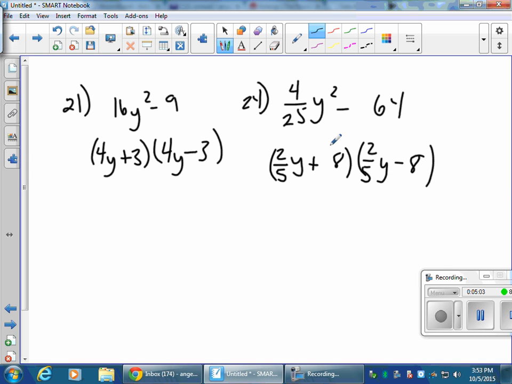So 2/5 y times 2/5 y is 4/25 y squared. The outers would be minus 8 times 2/5 y, and the inners would be plus 8 times 2/5 y, which cancels. And then 8 times 8 is 64.